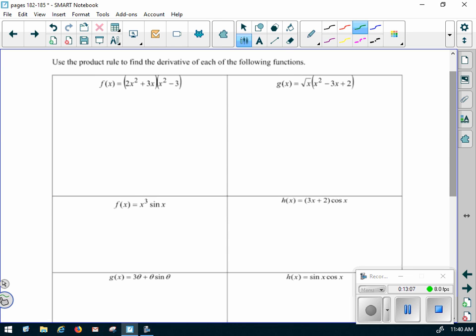Use the product rule to find the derivatives. We are not going to do this f of x up here. I would tell you to FOIL that out and take the derivative. Now I want you to look at g of x here. I would also tell you to FOIL or multiply that, distribute, and take the derivative. But I want to distribute that with you because I'm afraid you're going to screw it up.